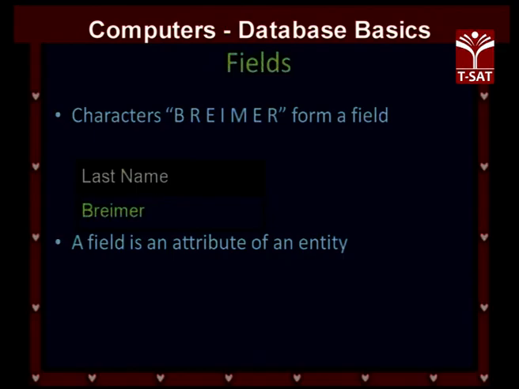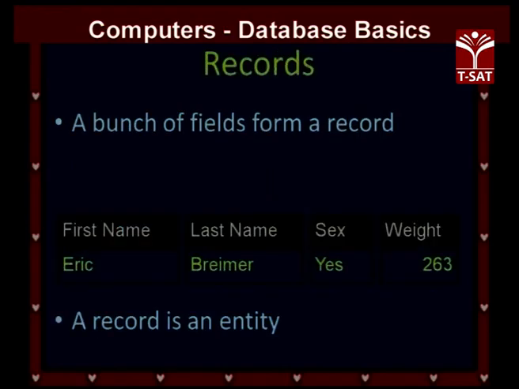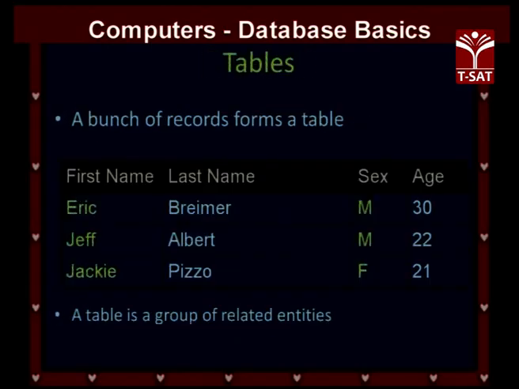Again, what is a field? A collection of characters. B is one character, R is one character. So the collection B, R, E, I, M, E, R forms a field, and that field has a name, called last name. A field is an attribute of an entity. Similarly, a record is a bunch of fields. Each individual field, like first name, last name, sex, weight, these are all fields. This collection of fields is nothing but a record.